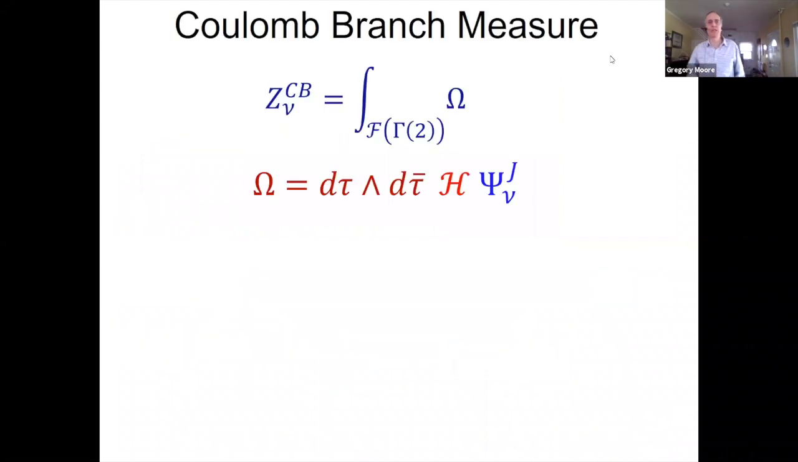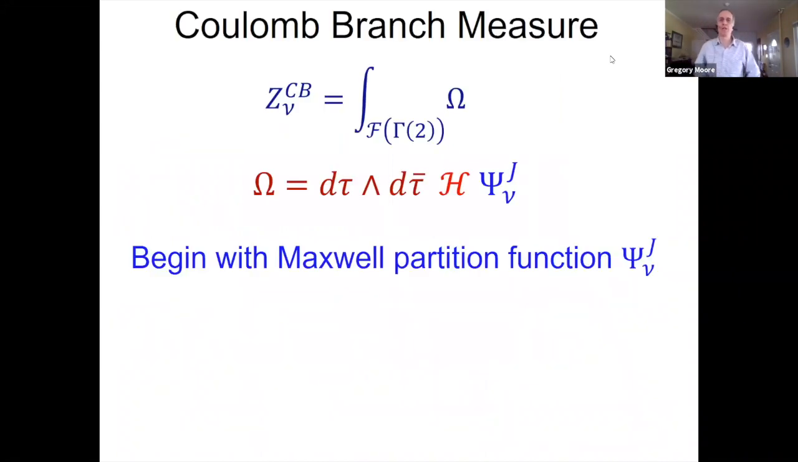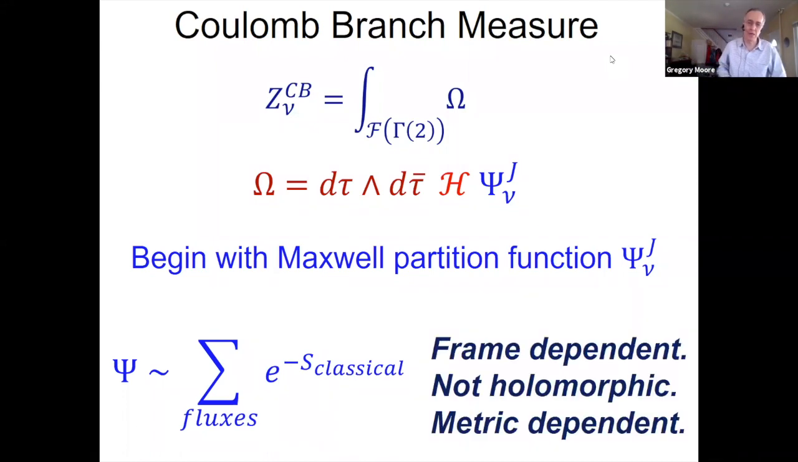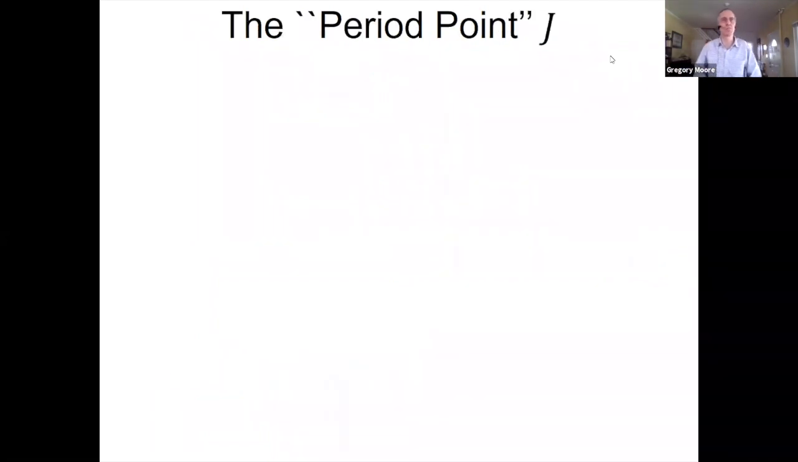So our measure looks a little like this, and I want to talk a little bit about this psi function. So to 0th order, it's just the partition function of the low energy Maxwell theory. So it's the sum over the topologically inequivalent fluxes of e to the minus Yang-Mills Maxwell action. So it's frame dependent. You have to choose a photon. It's not holomorphic. It's metric dependent, but it's not very metric dependent. The metric dependence is entirely through something called the period point.